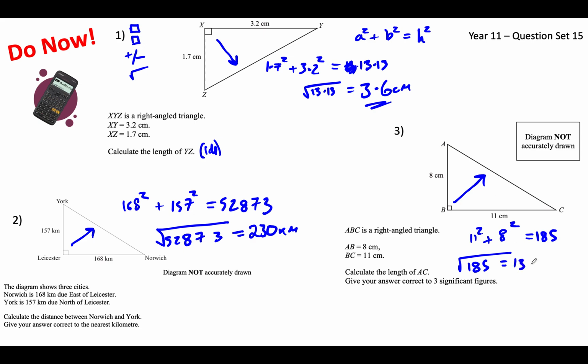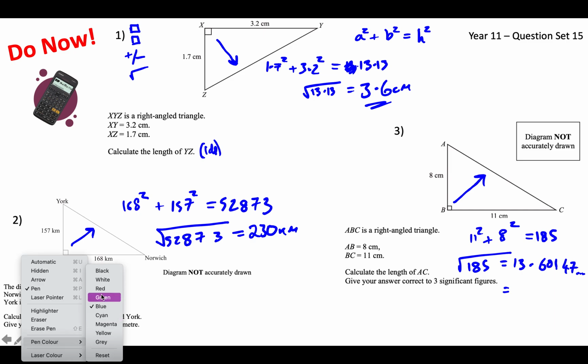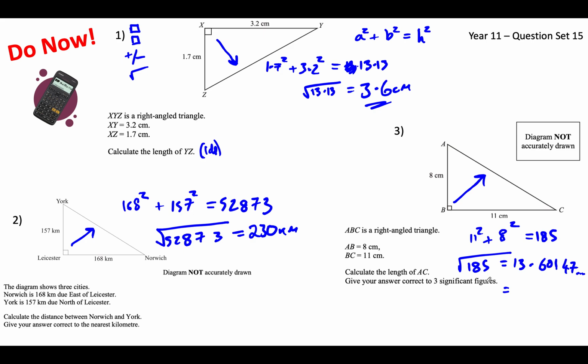Let's put a few decimal places down here, and then we'll round it in a minute. 13.60147, etc. Now, 3 significant figures. It says in the question, always read the question on the rounding, 3 significant figures. Now, the first significant figure in this case is the 1. It's the highest value digit because it's worth 10. The second one is the 3, and then the next one is the 6. So that's the one we're rounding to. Check the next number across, which is 0. And because it's 0, I don't round up my 6. I just leave it alone.